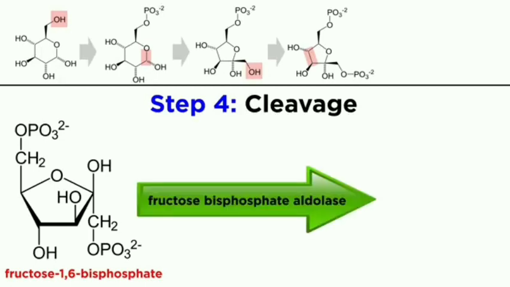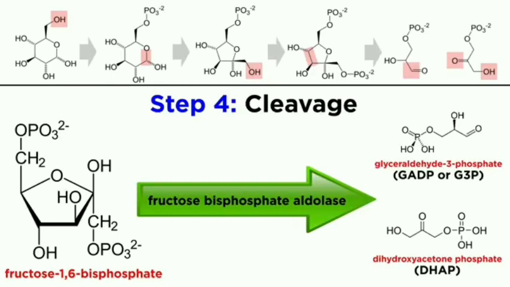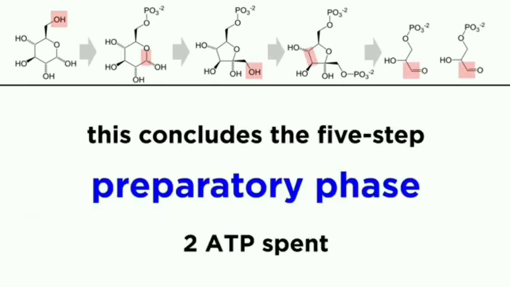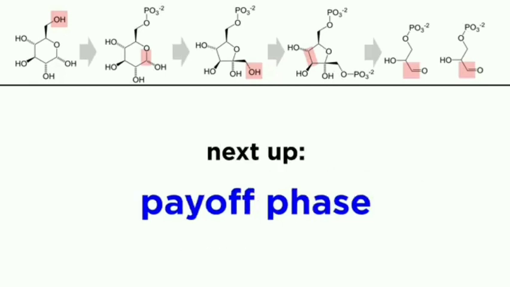Fructose bisphosphate aldolase is a lyase enzyme that will split fructose 1,6-bisphosphate into a molecule of glyceraldehyde 3-phosphate, or GADP, and a molecule of dihydroxyacetone phosphate, or DHAP. The DHAP will be converted into another molecule of GADP by the enzyme triose phosphate isomerase, which leaves us with 2 molecules of GADP. That's the end of the 5-step preparatory phase, with 2 ATPs spent to achieve the 2 phosphorylations. Now it's time for the payoff phase.